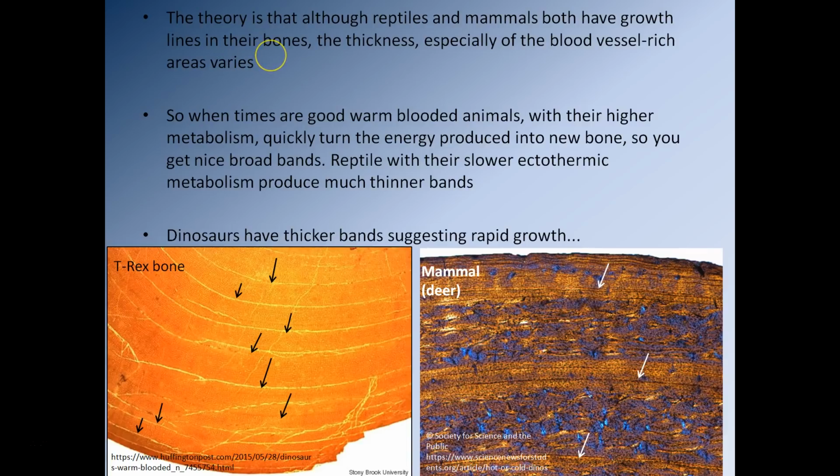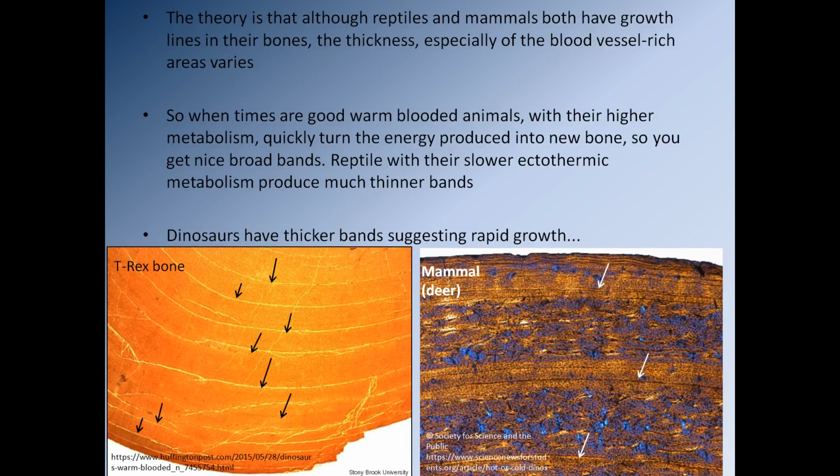The theory is that although reptiles and mammals both have growth lines in their bones, the thickness, especially of the blood-rich areas, varies. So what we're trying to say is that warm-blooded animals will typically have big, thick growth rings, and cold-blooded animals will typically have much thinner growth rings. And it's all to do with the metabolism.